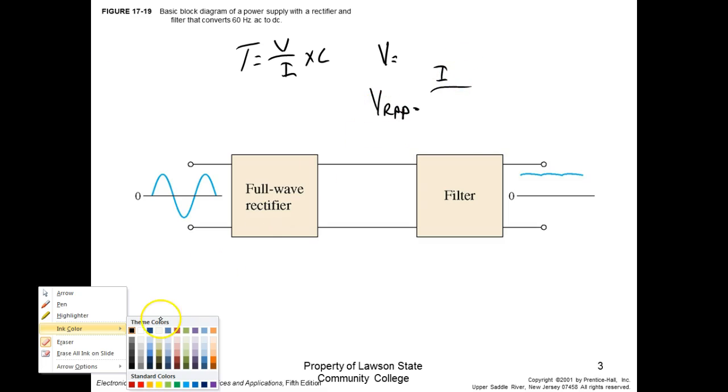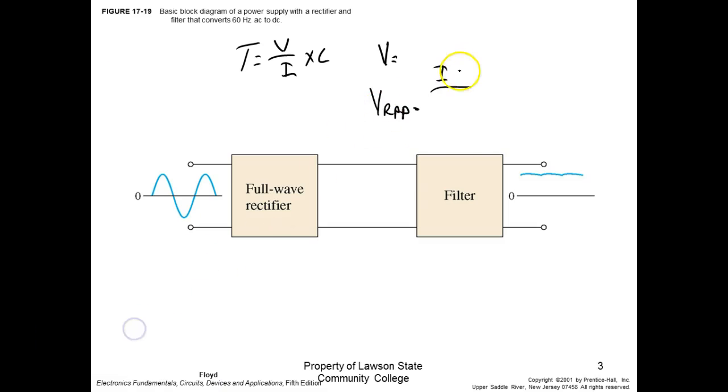I times T over C. Or we can use V ripple peak to peak. This is easier because for half wave you'd use 16.7 milliseconds, and for full wave you'd use 8.3 milliseconds.